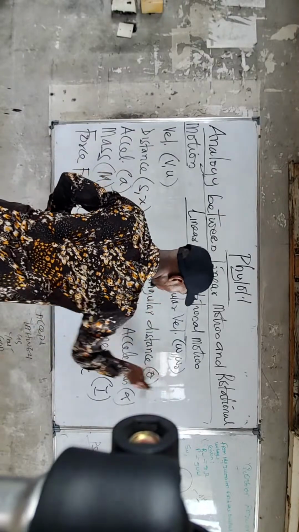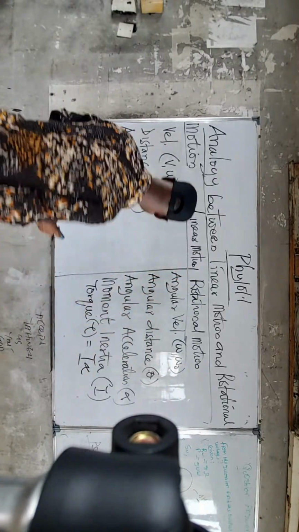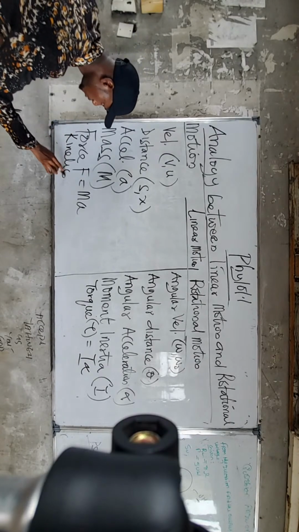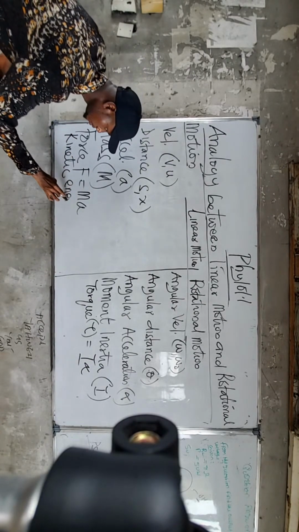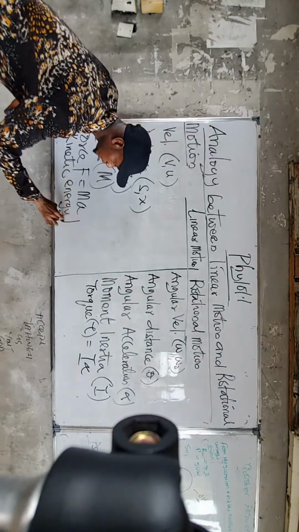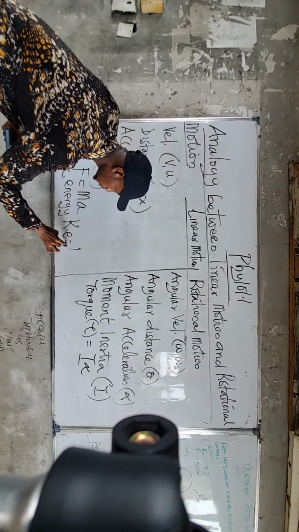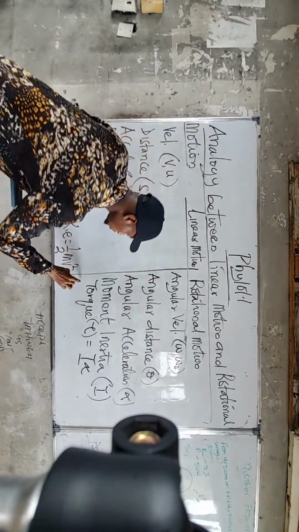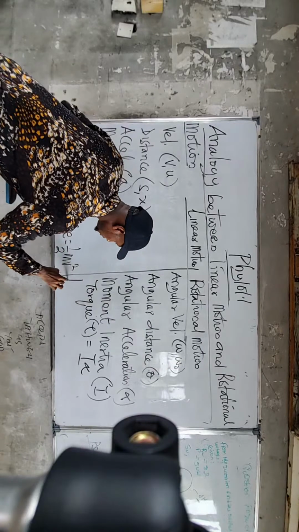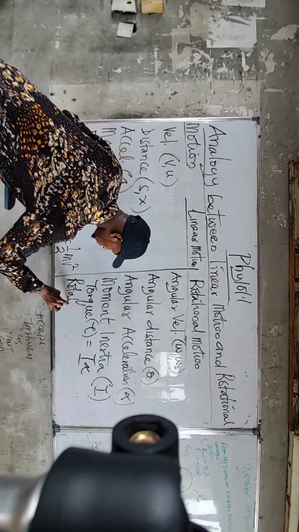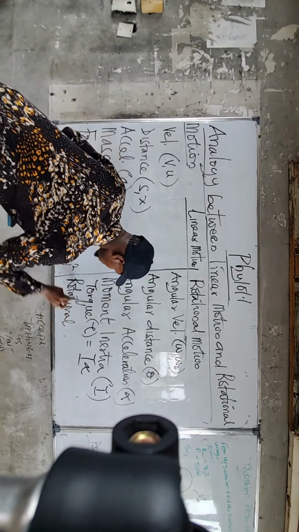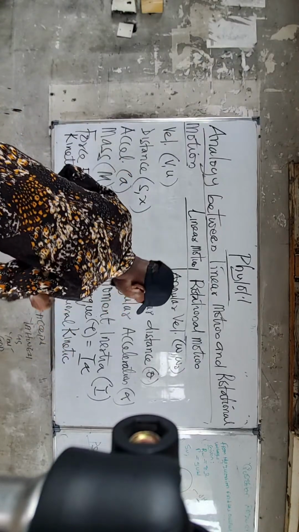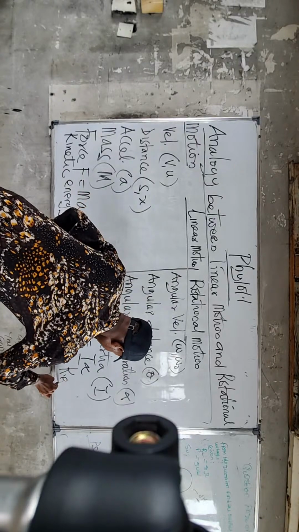Okay. The next one here is kinetic energy. Kinetic energy is said to be KE, and we use 1/2 mv squared. But here we'll call it rotational kinetic energy, and we use KE rot.